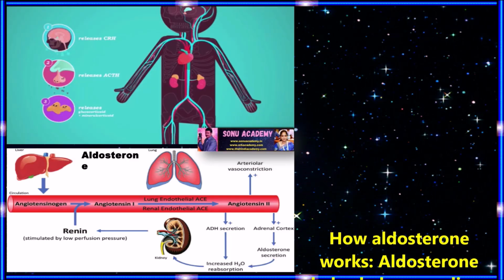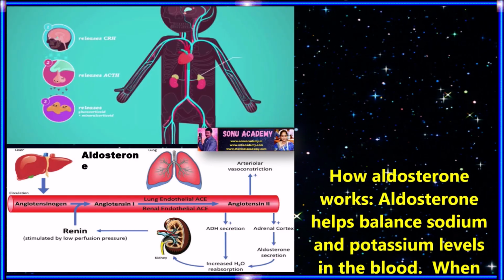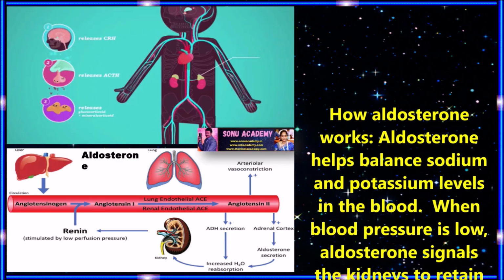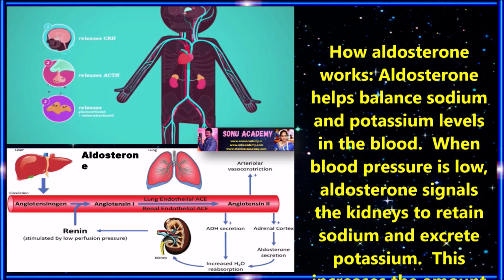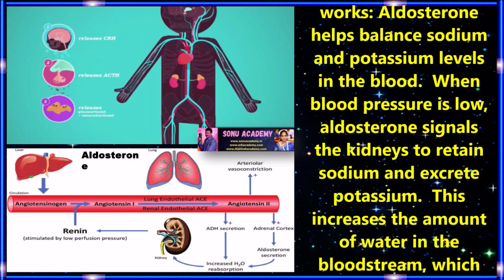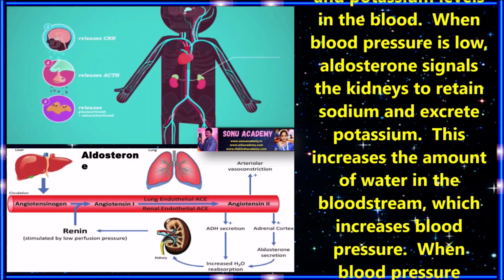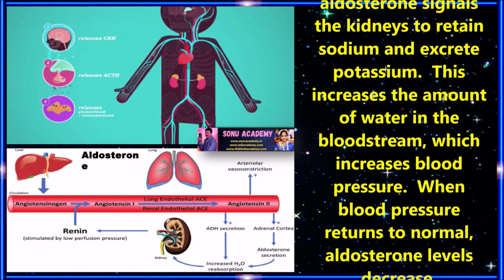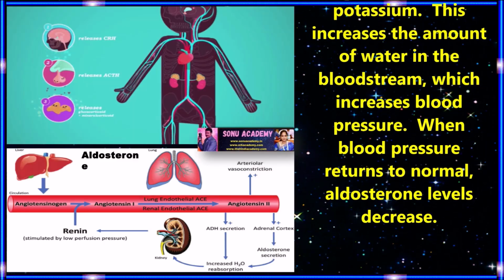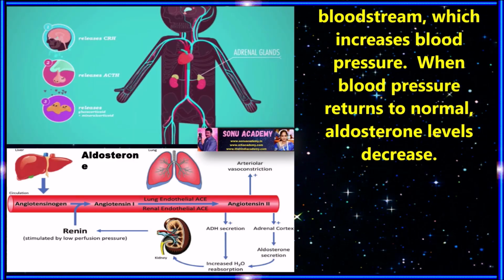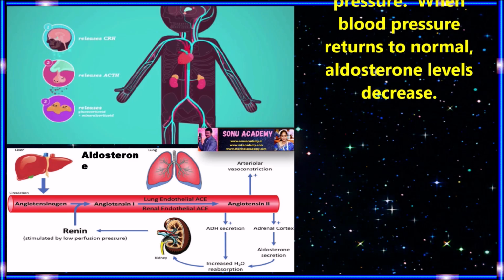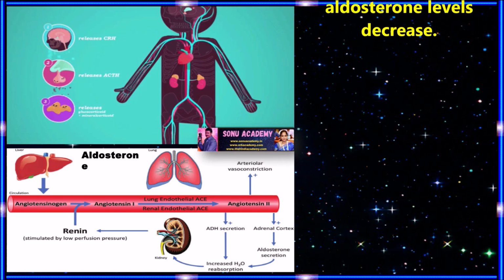Children, now let us discuss how this aldosterone hormone works. Aldosterone helps balance sodium and potassium levels in the body. When the blood pressure is low, aldosterone signals the kidney to retain sodium and secrete potassium. This increases the amount of water in the bloodstream, which increases the blood pressure. When blood pressure returns to normal, aldosterone levels decrease.